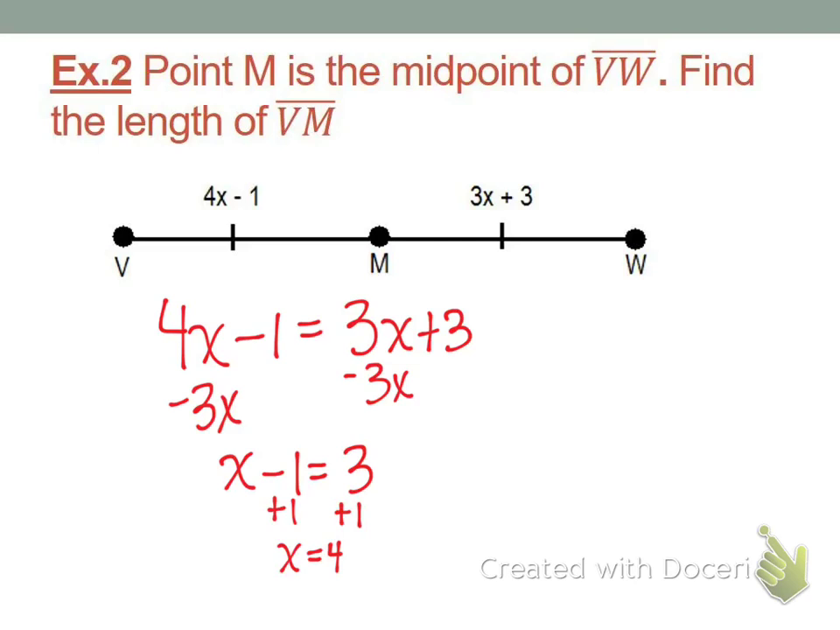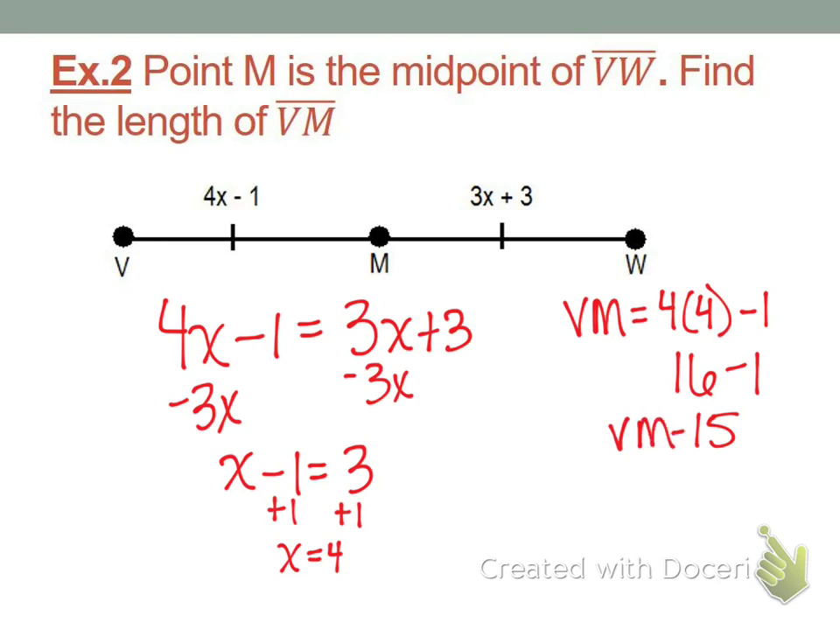Am I done with this problem? No. What do I still need to do? Plug the 4 back into x. Does it matter which one I plug into? Not really, because they are both the same. Okay, so they asked for VM, so I'll plug it into the VM. But really, it doesn't matter if these are congruent to each other anyway. 4 times 4, minus 1. Wonderful. The length of VM is 15.